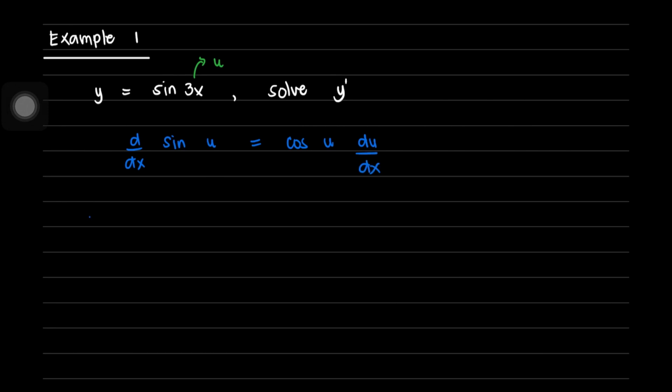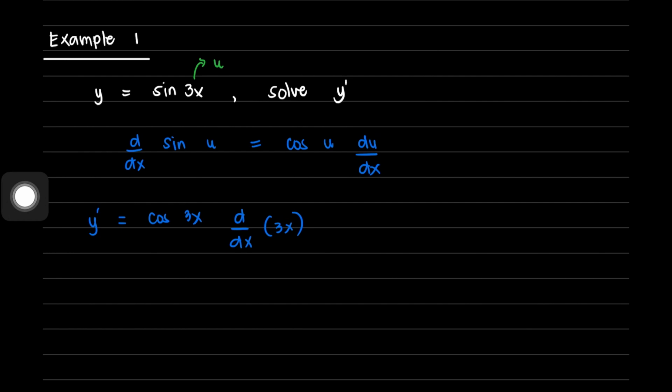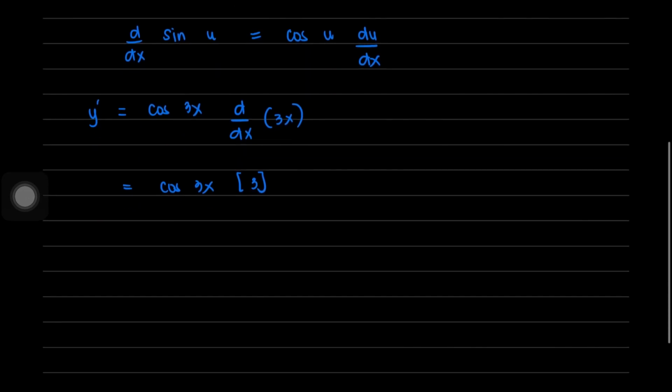So solving for y prime, this is now equal to cosine of 3x, right? Because u is 3x, so we're just going to put it here, cosine of 3x multiplied by the derivative with respect to x of u, which is now equal to 3x. So solving for the derivative of 3x with respect to x, then this is now equal to cosine of 3x multiplied by 3. And simplifying this one, y prime is now equal to 3 cosine of 3x.